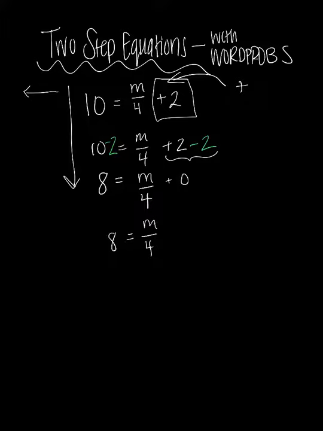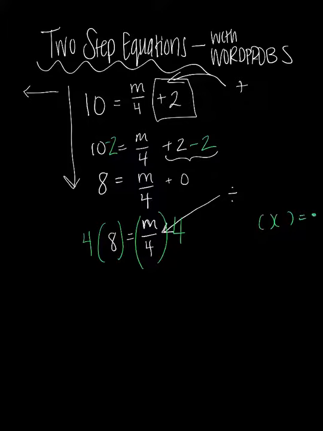Remember that if I have a denominator with my variable on top, this indicates division. What is the inverse of division? Multiplication. You have to multiply the whole thing by 4, and what you do to one side, you have to do to the other. Remember that parentheses beside each other equal multiplication. All right, so 4 times 8 is 32.